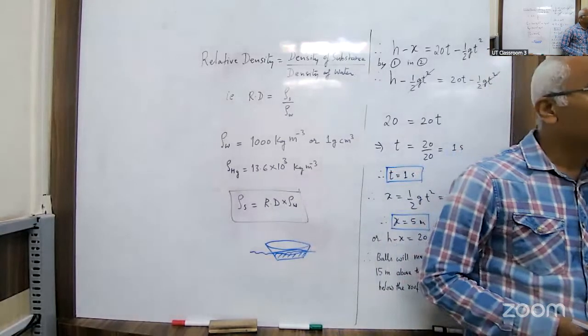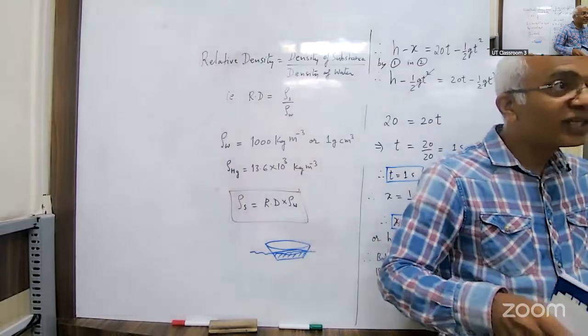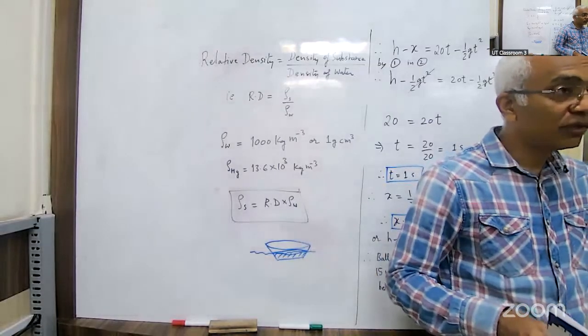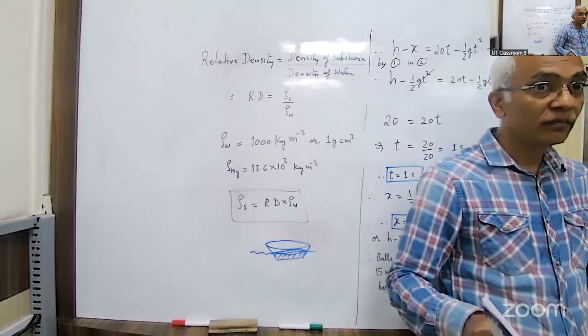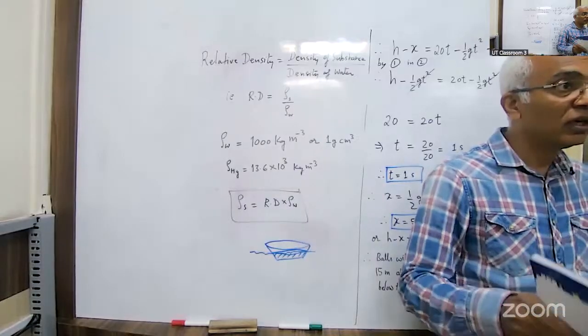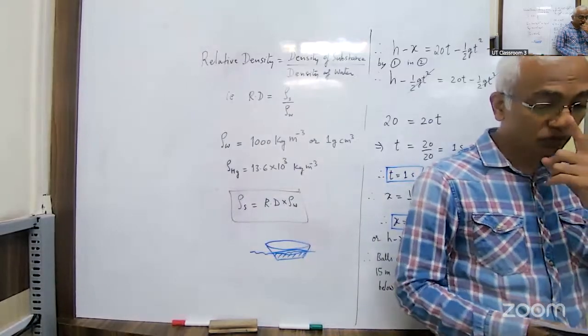Why is the average density of the ship less? Because the hollow portion has air. It's not solid metal. So air density is much less, and air is occupying the larger volume. Metal is only in the outer surface of the ship.